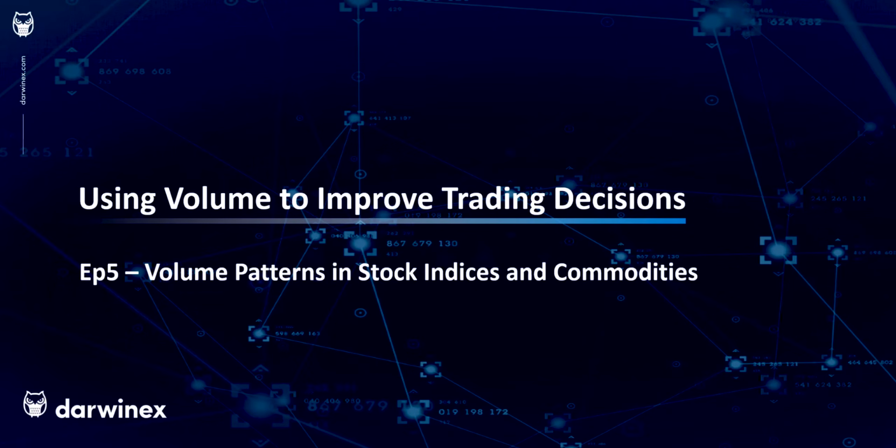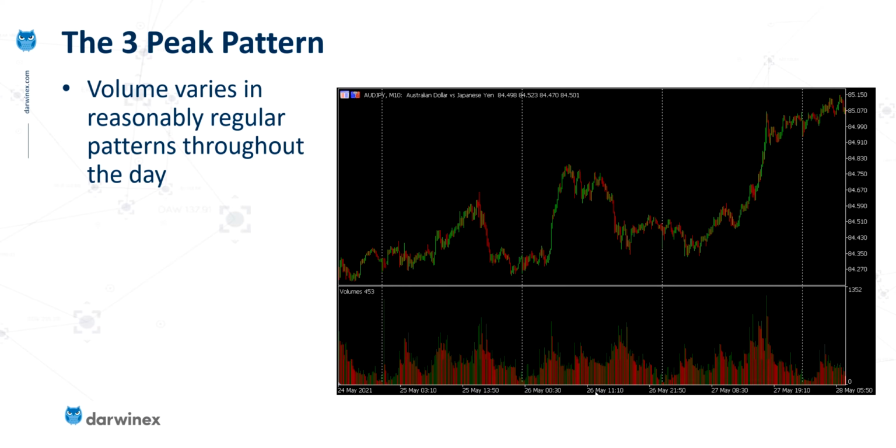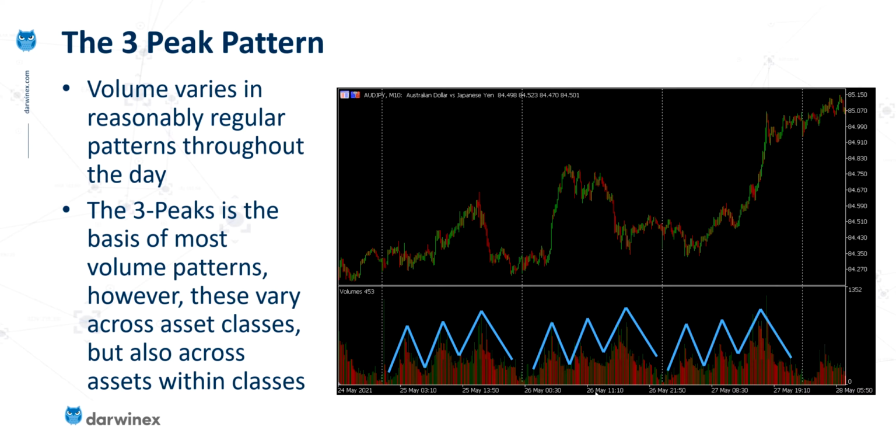So again, we have to remember that the basis for volume data analysis is around those regular patterns that exist throughout every trading day. And the very basic pattern is what I call the three-peak pattern. But last time we saw how the relative size of each of these peaks varies for different types of currency pair. And that's important to know, because when we perform our analysis, it's imperative that we're comparing the current volume to the average volume for that currency pair that we're intending to trade.